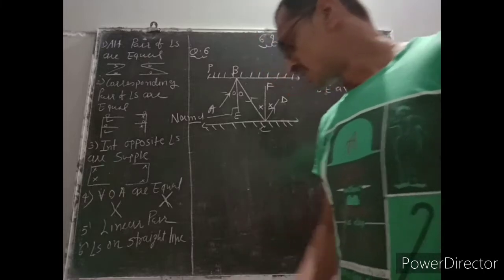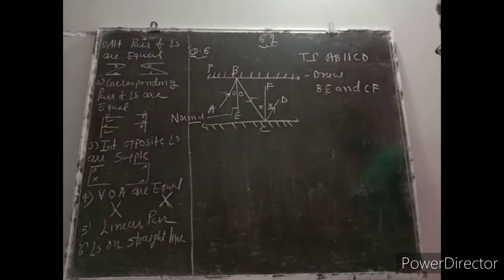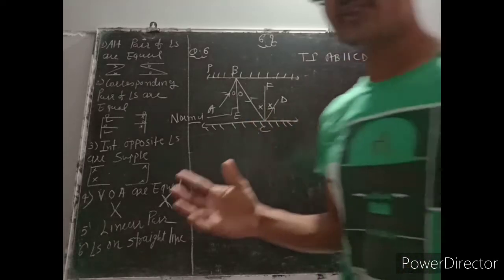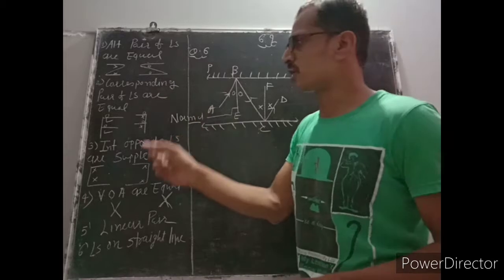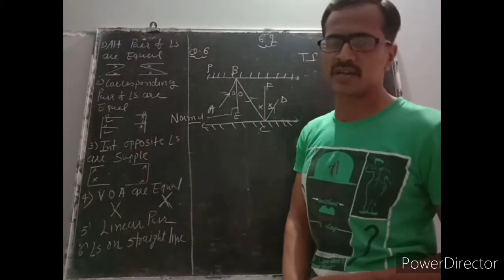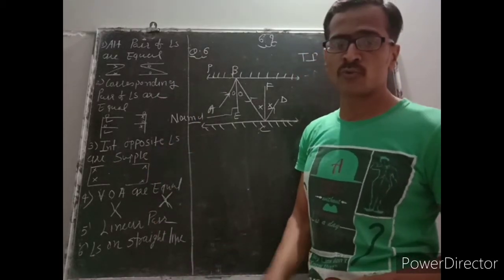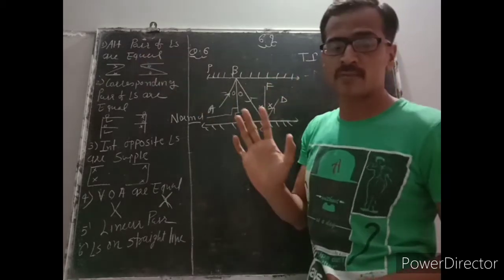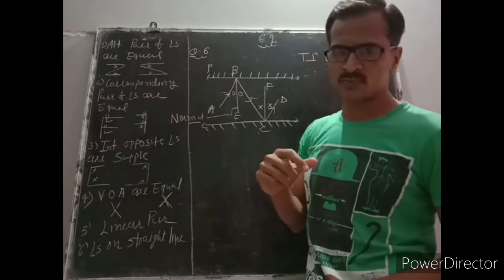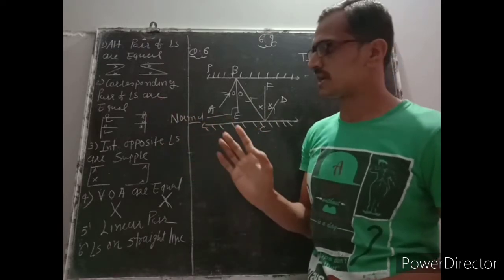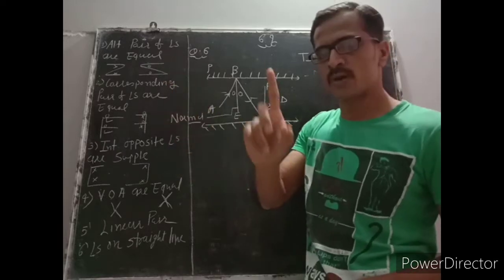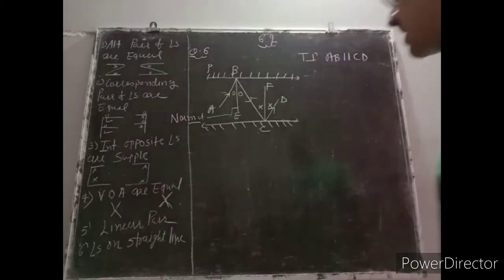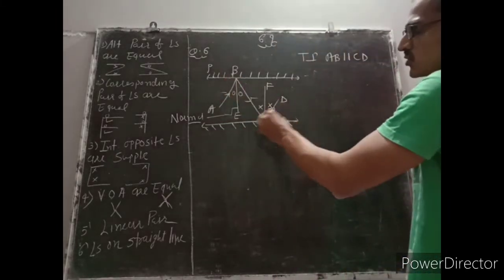Look, here I want to prove AB parallel to CD. See, whenever any two lines are parallel, we can apply alternate pair of angles, corresponding pair of angles, and interior opposite angles. But if I want to prove two lines to be parallel, then prove alternate angles are equal, prove corresponding angles are equal, or prove interior opposite angles are supplementary. Prove any one of these three, then the two lines will be proved parallel. So here I want to prove this AB is parallel to CD.